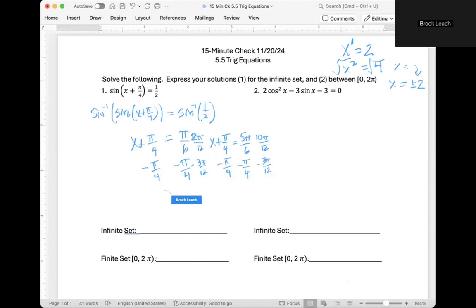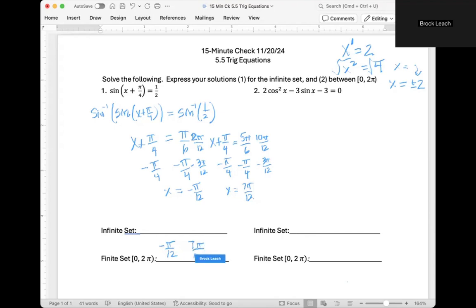And so this gives me x equal to 2 pi minus 3 pi, which is negative pi over 12. And then over here, we get 7 pi over 12. So those are our finite solutions between 0 and 2 pi: negative pi over 12, and 7 pi over 12.